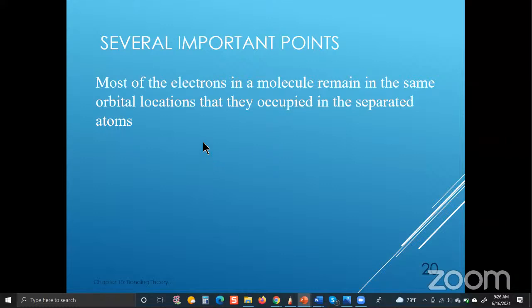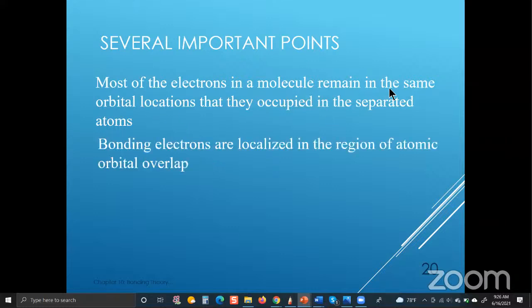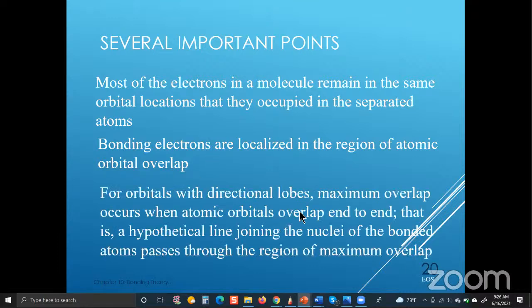So some important points here concerning this. Most of the electrons in a molecule remain in the same orbital location that they occupied in the separate atoms, all right? So basically, the electrons that are occupying a particular orbital before the overlap will occupy the same position after the overlap. Bonding electrons are localized in the region of orbital overlap. And for orbitals with directional lobes, such as the p orbitals that we just saw, the maximal overlap occurs when the atomic orbitals overlap end to end, all right? And that is, you can find a hypothetical line joining the nuclei of the bonded atoms passing through the region of overlap.